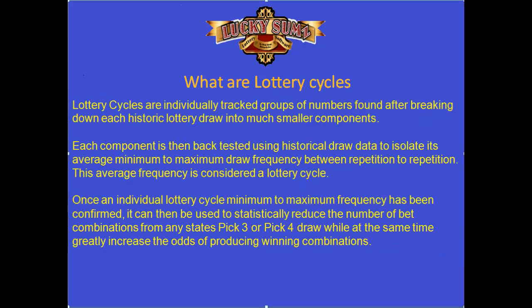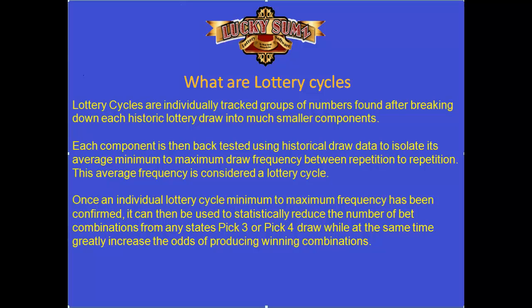What are lottery cycles? Lottery cycles are individually tracked groups of numbers found after breaking down each historic lottery draw into much smaller components. Each component is then backtested using historical draws data to isolate its average minimum to maximum draw frequency between repetition to repetition. This average frequency is considered a lottery cycle.